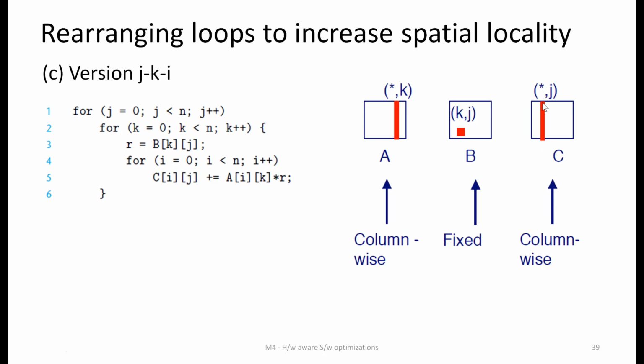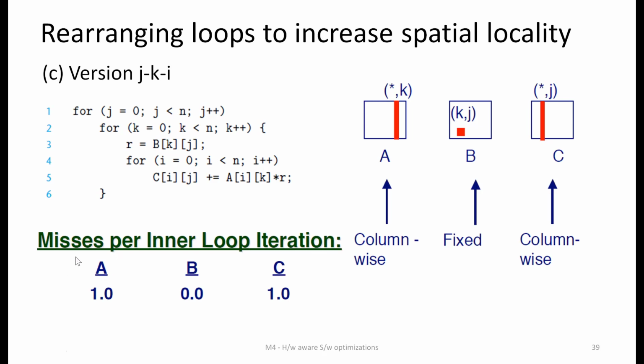Again, the behavior of the C matrix would be the same as the A matrix with respect to the cache. So every access to the cache for the A matrix would result in a miss. We haven't accessed the B matrix in the inner loop, so it's 0. And for the C matrix, every access to an element of the column of C would result in a miss. So when compared to the previous two arrangements, this arrangement has more misses.